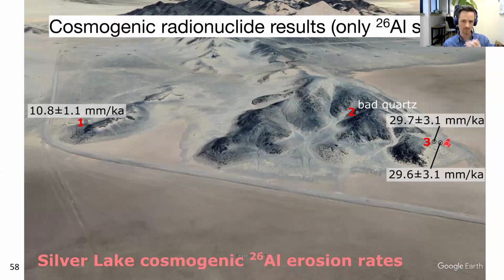We have 4 ventifacts at the Silver Lake site. These two were collected near each other, so we were really happy when they gave similar results. This one up here had dirty quartz, so we couldn't get a measurable aluminum signal there. And the one over here is giving us a rate about a third of these. So these are reasonable numbers. These are numbers that the literature would tell you would be realistic for crystalline bedrock.